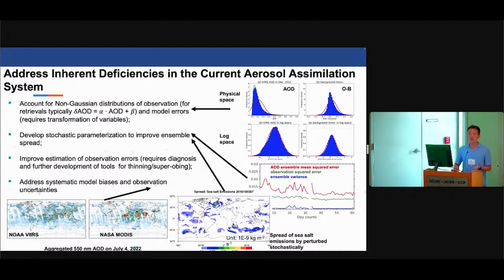In regional data assimilation, it should have a very obvious impact, but its impact in the global model remains to be investigated.